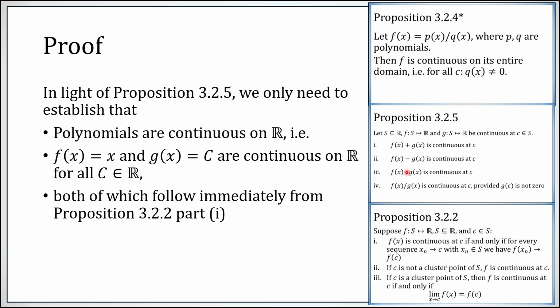But then, by multiplying x's against themselves, multiplying by constants, and then adding and subtracting such terms, you can generate any polynomial. So prop 3.2.5 and 3.2.2 give us all polynomials are continuous everywhere, and therefore all rational functions are continuous everywhere that the denominator isn't 0.